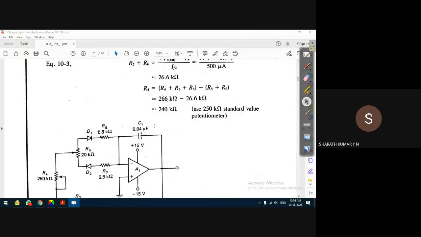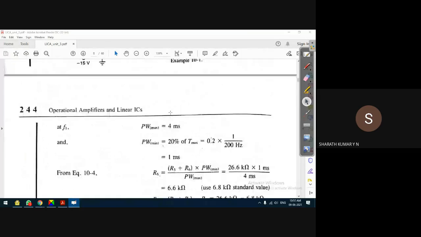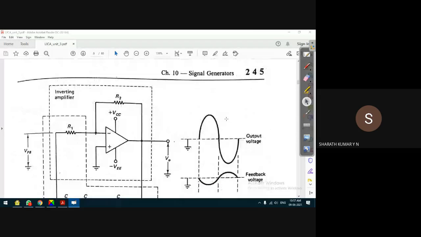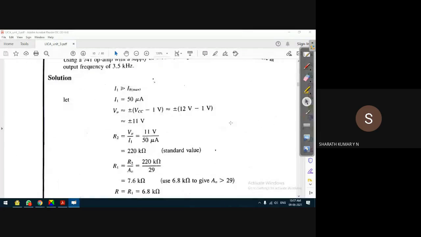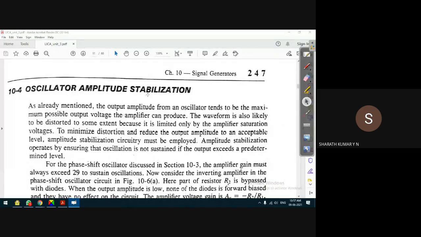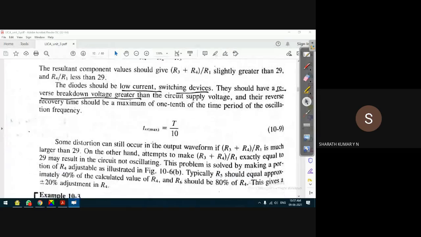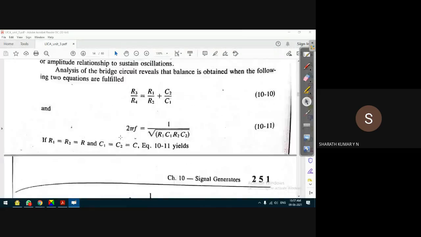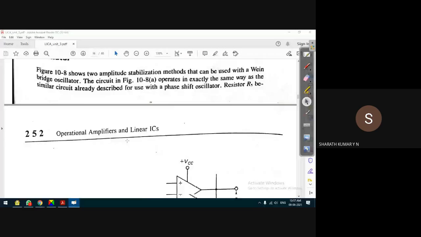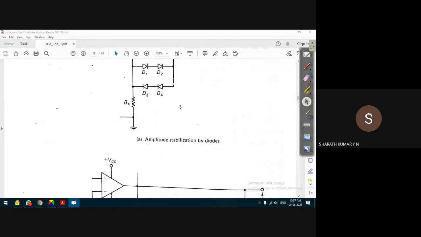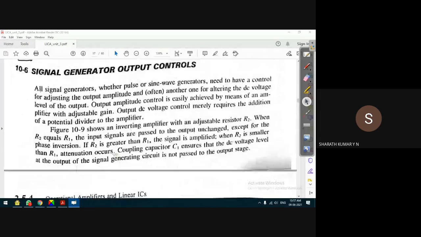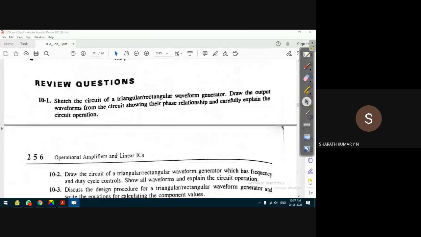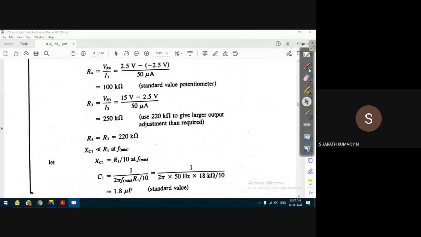With this, the triangular and rectangular discussion will be over. Next, we'll discuss the other types of oscillator circuits: phase shift oscillators, and I think we have the Wien bridge oscillator also. Oscillator amplitude stabilization, using op-amps, is one of the oscillatory circuit discussions, with amplitude stabilization of course. Then signal generator output controls, how to control the output. Those three topics will be left in this part of the chapter.